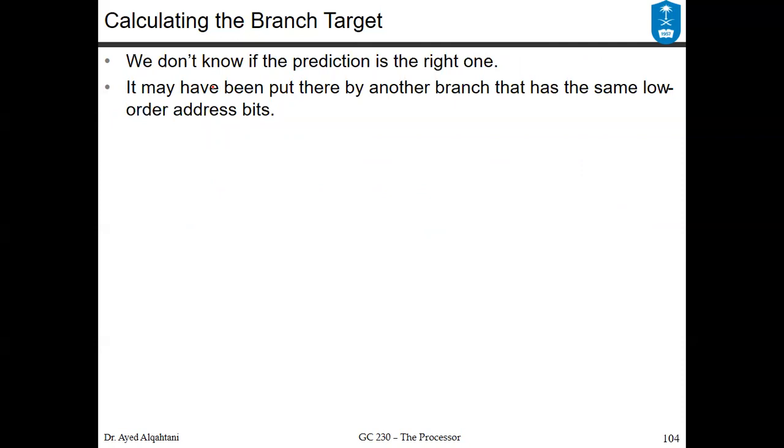When using the buffer for the branch target, we don't know if the entry is the right one. It may have been put there by another branch that has the same lower order address bits. So you think you have the same branch, but it's not; it's something that has the same low order address. Also, whatever prediction you make, there is a chance, hopefully a low chance, that your prediction is incorrect. If this happens, there is a penalty of flushing the pipeline and adding stalls.